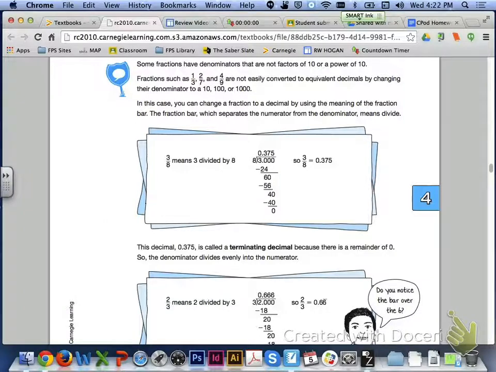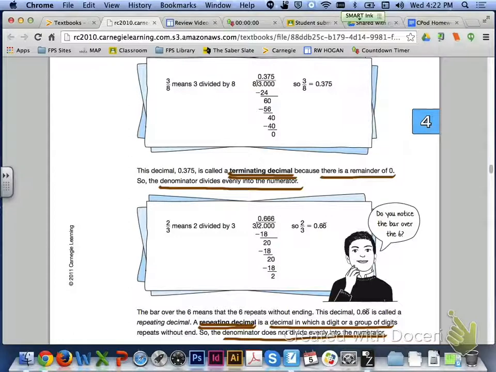So this first example that we see, now we should already know that a fraction means that we will be using division. 3/8 means 3 divided by 8. So you can see in the example how they use the traditional division that we talked about back in chapter 3. The quotient that they come up with, 0.375 in the first example, that decimal is called a terminating decimal because there is a remainder of 0. The denominator divides evenly into the numerator.